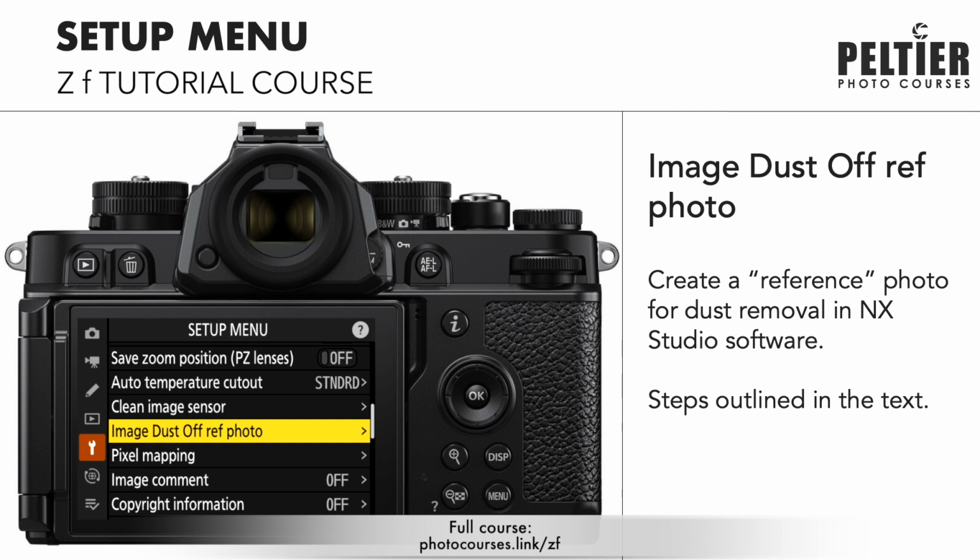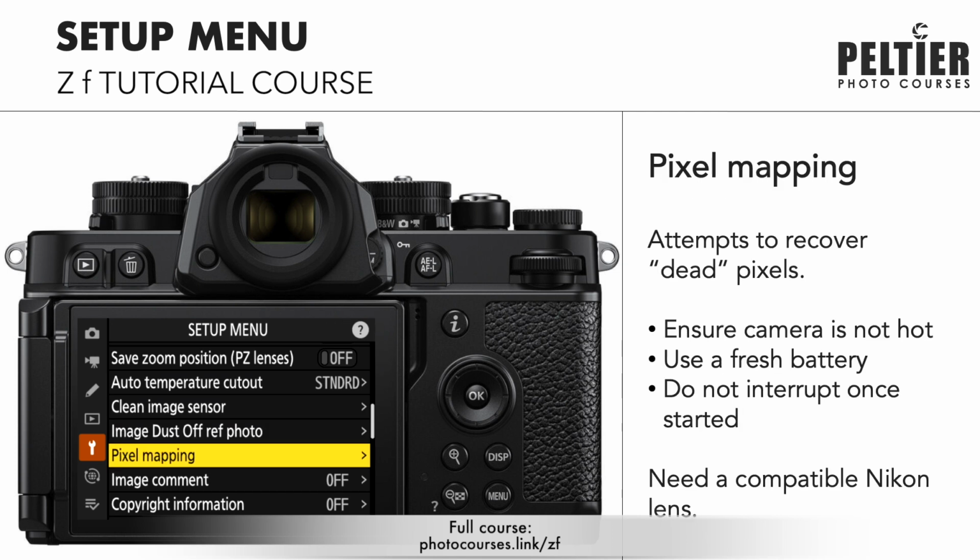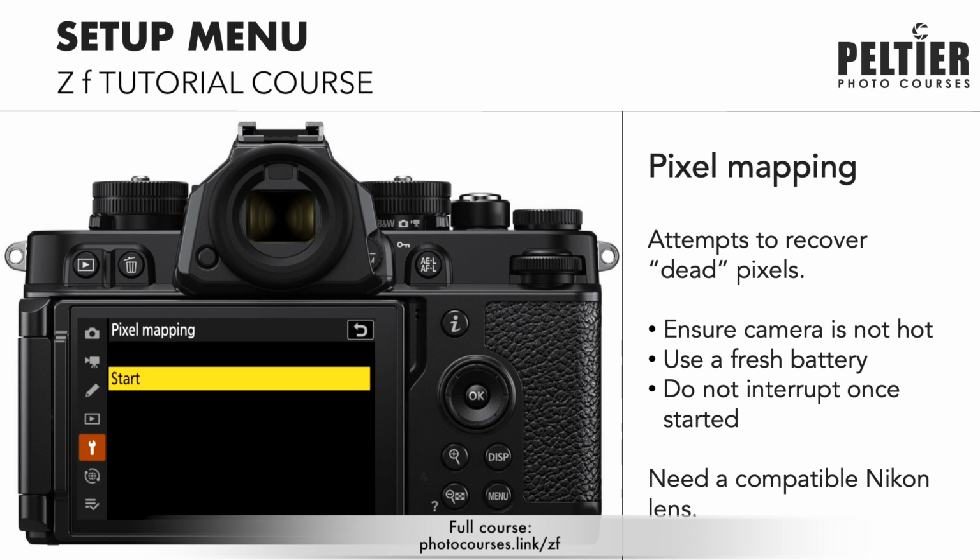If you ever notice a dead pixel, which usually appears as a bright white spot, you can use pixel mapping to try to fix this. When you do that, ensure that the camera is not warm, it should be cold, like the first time you power it on for the day, and that you have a fresh battery. Start pixel mapping and don't touch the camera until it's complete. When it's complete, you'll want to turn the power back off. And this is only available when you have a compatible Nikkor lens attached to the camera.